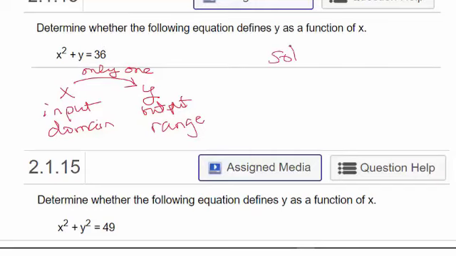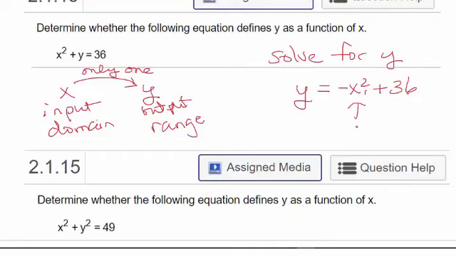What you do is you solve for y in the equation. So in this case, that would mean subtracting x squared over to the other side. So y equals, you could either say negative x squared plus 36 or 36 minus x squared. But in any case, if I were to take a number, any number, if I say picked the number 1, then I would have negative 1 plus 36 is 35. I'd get one answer, right? The 1 would lead to the number 35.